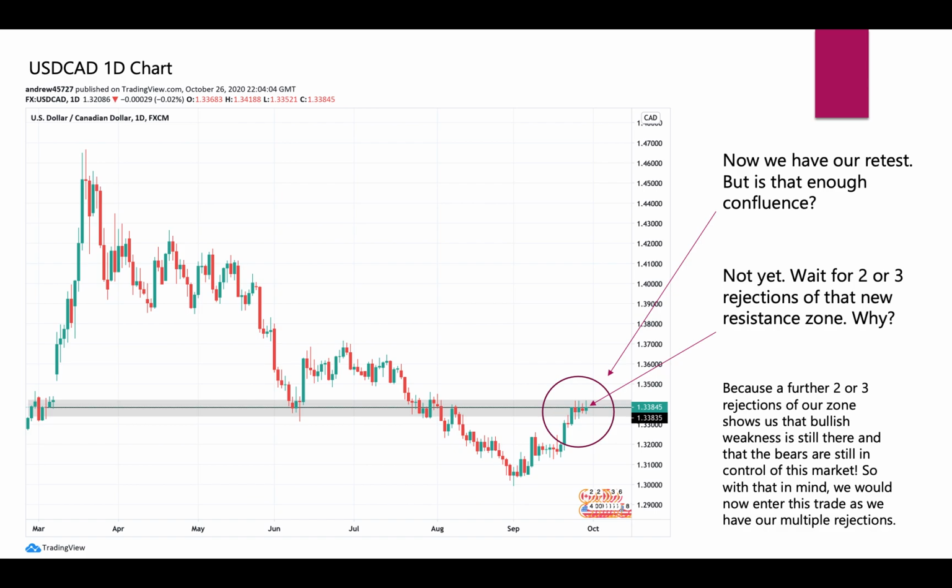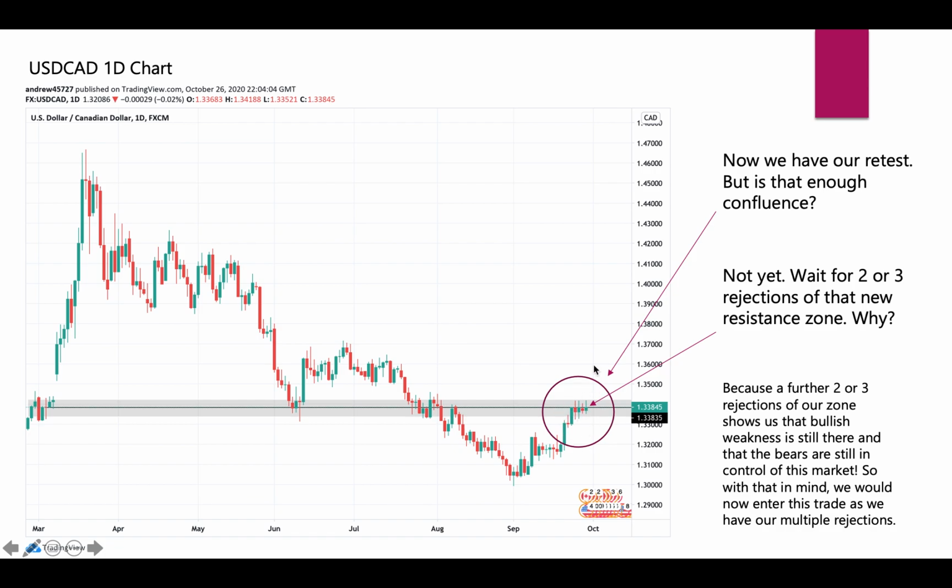So with that in mind, we would now enter this trade, and we have our multiple rejections. You can see we've got 1, 2, 3, 4, 5 rejections. So you could enter off the 2nd or 3rd rejection of that level. And remember, guys, you see the wicks here pushed up, it closed below our level. That's why sometimes drawing a level and a zone is very important, because you get a lot of information from it. So we want to look to enter this trade.